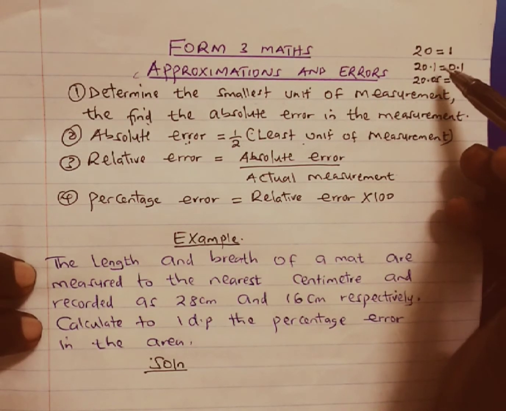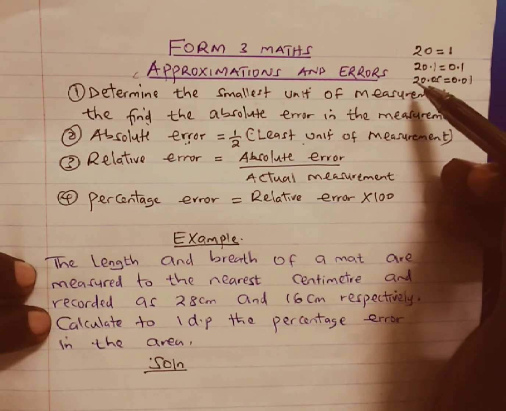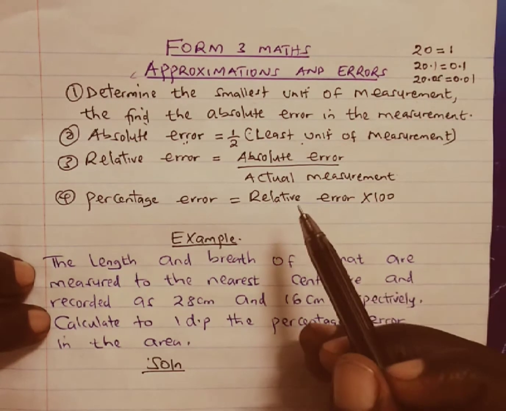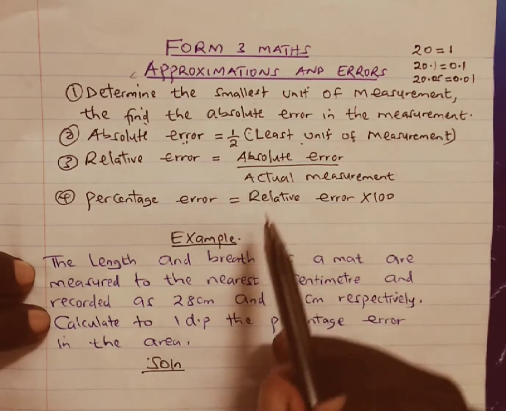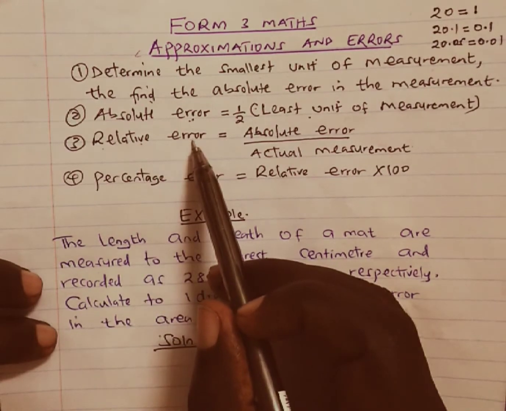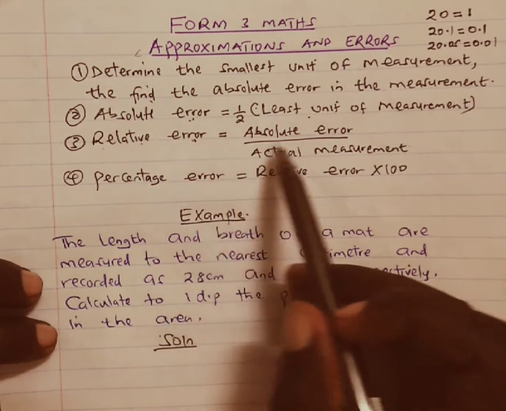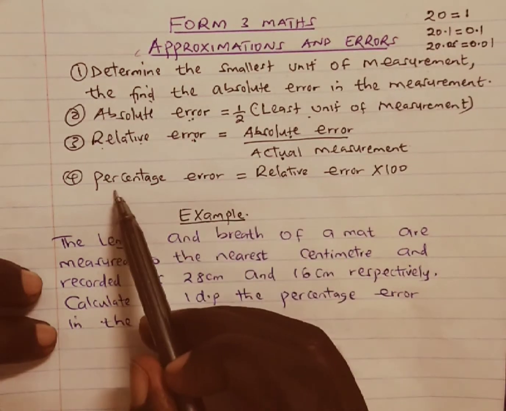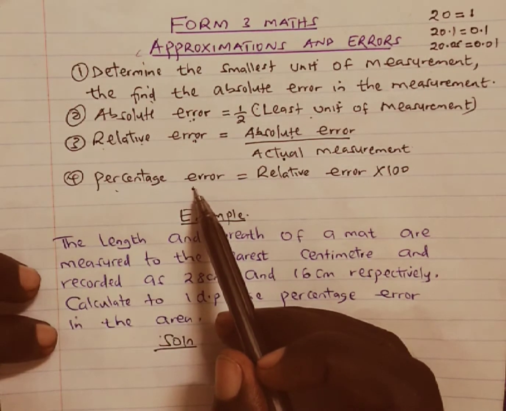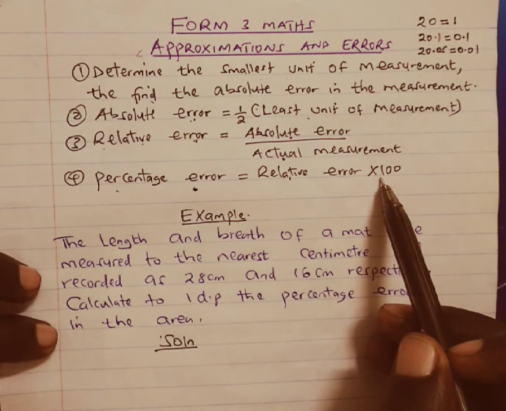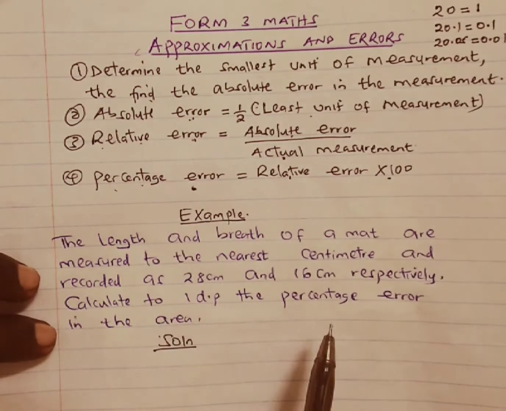Once we have the smallest unit of measurement, we can calculate the absolute error, and the absolute error is usually the least unit of measurement you divide by 2, or you simply multiply that by half. Number 3, you can be asked to calculate what we call the relative error, and relative error is given by the absolute error you divide by the actual measurement. Then lastly, we have the percentage error, and the percentage error is given by the relative error you multiply by 100, since it is a percentage.